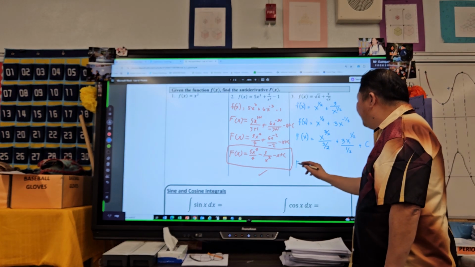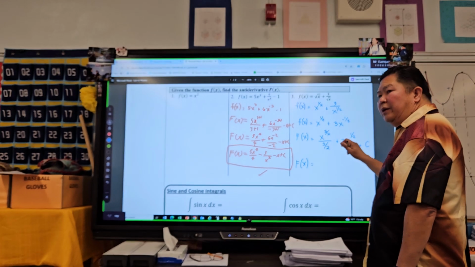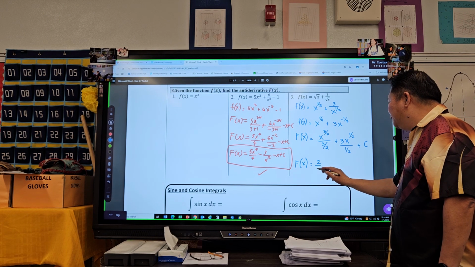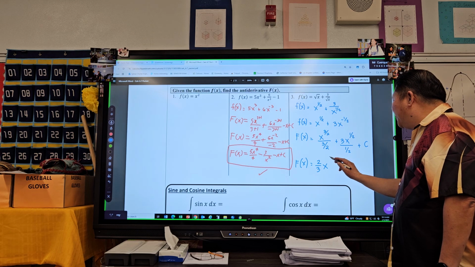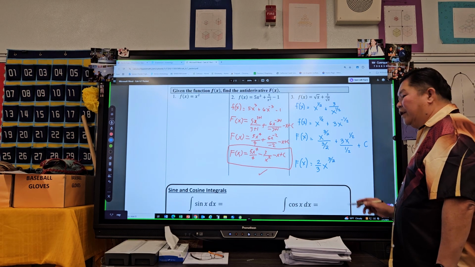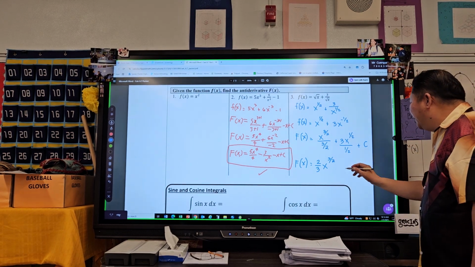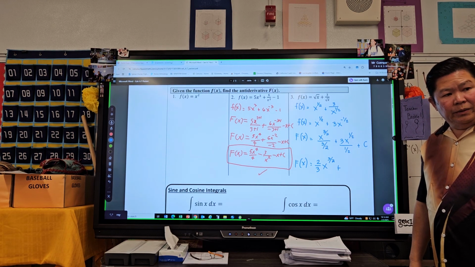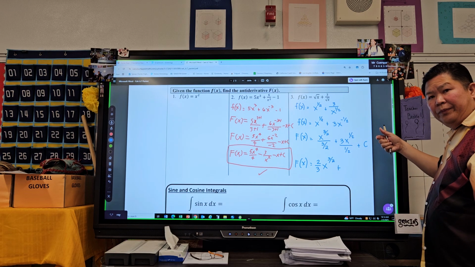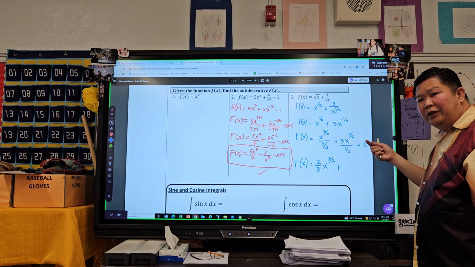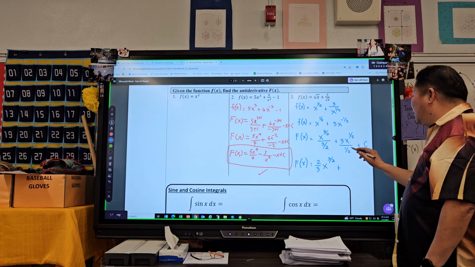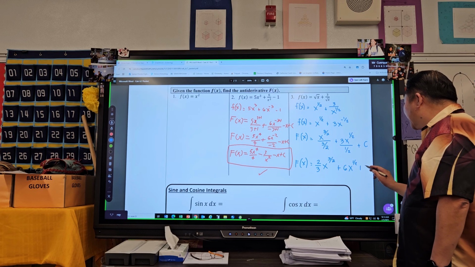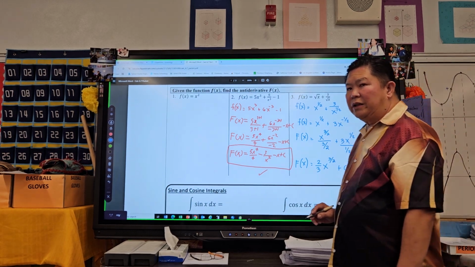Simplifying further, we have f of x is equal to, flip this, take the reciprocal, the 3 halves becomes 2/3. 2/3 of x to the power of 3 halves. Okay, and then next would be 6, right? 3 times 2, because we're gonna flip 1/2. You want me to show? I think no need, okay? So, this means 6x to the power of 1/2 plus the constant. Any question?